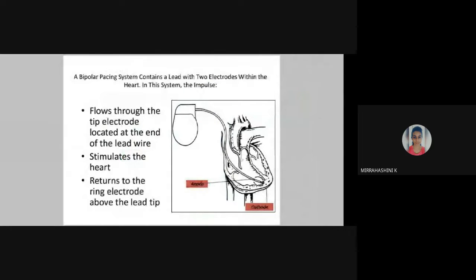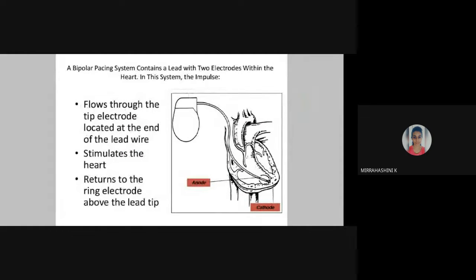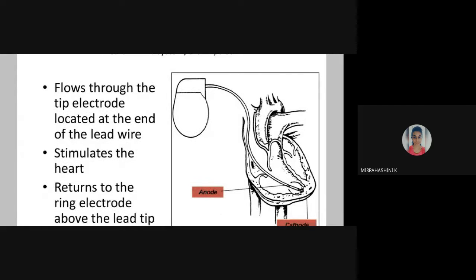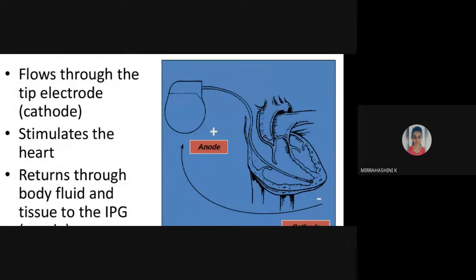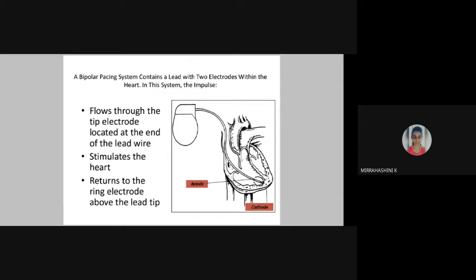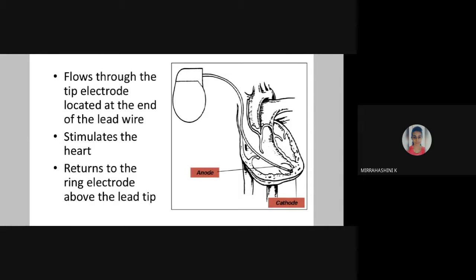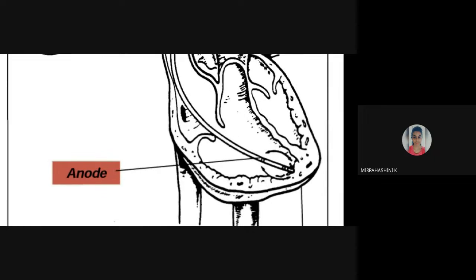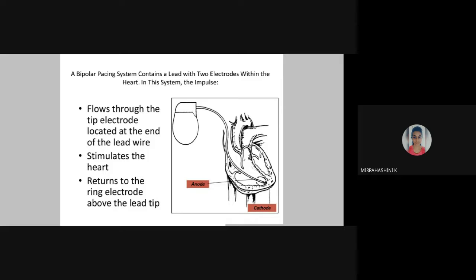Second one is bipolar pacing system. It has two electrodes within the heart. So you have anode and cathode placed nearby. So if you look at the previous figure, you can see the cathode is here and the closed circuit will act as the anode. But here you have anode and cathode specifically. So it flows through the electrode located at the tip and then stimulates the heart and then returns to the ring electrode above the lead tip. So this ring electrode is the anode. So you have two electrodes. That's why it's called a bipolar pacing system.